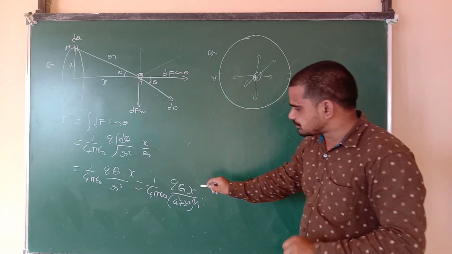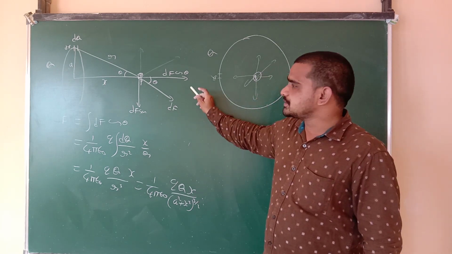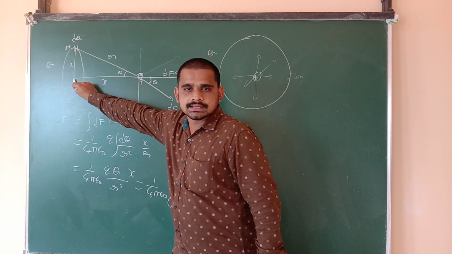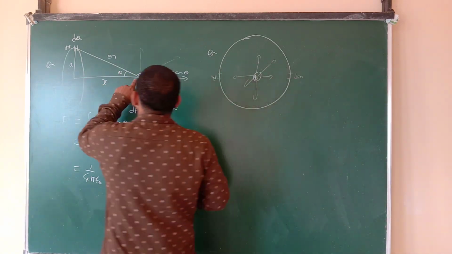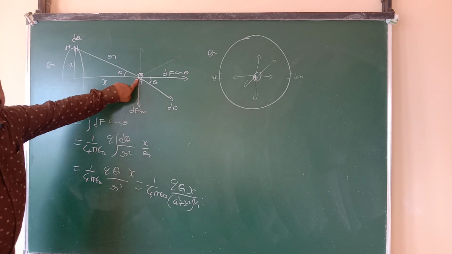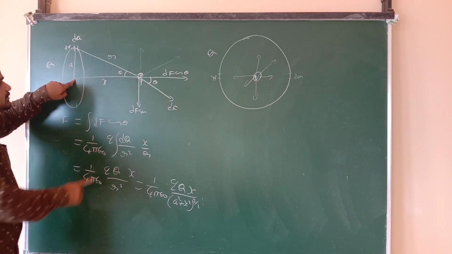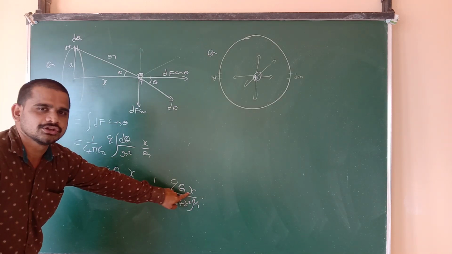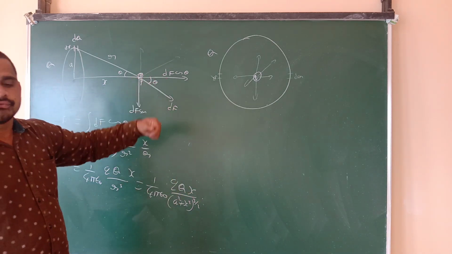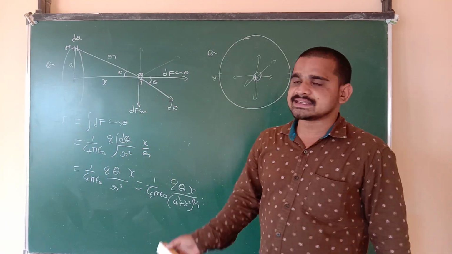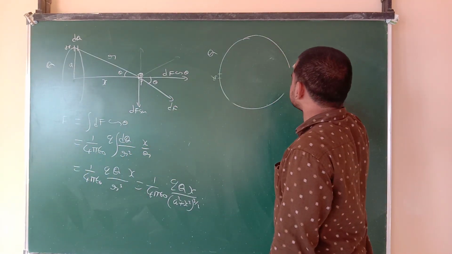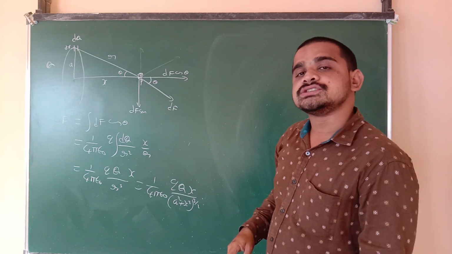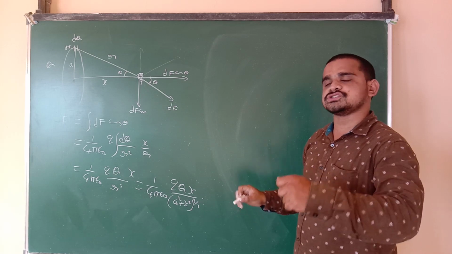Or I can say simply from the formula: instead of taking the charge q at point P, if I take this charge at the center, then this x becomes 0. Then the force becomes 0. When the small charge q is placed at the center of a charged ring, the force is 0. Understood here? Net force is 0.